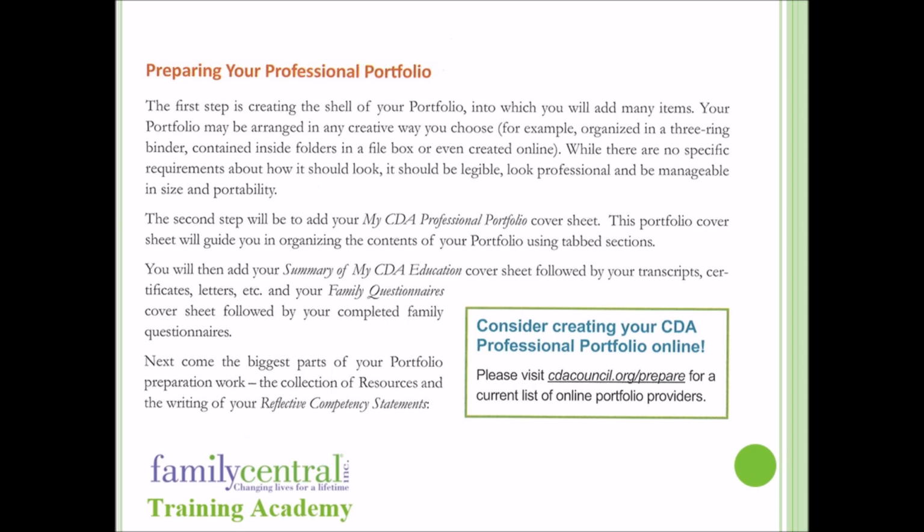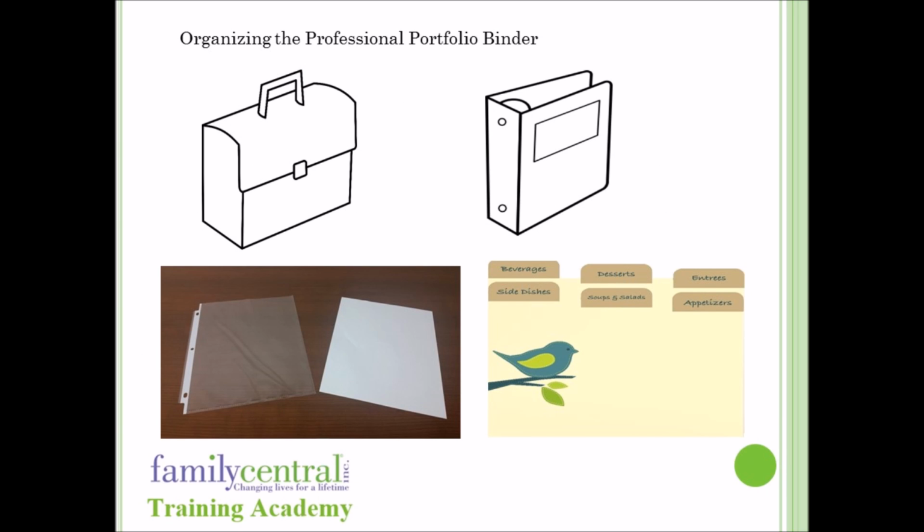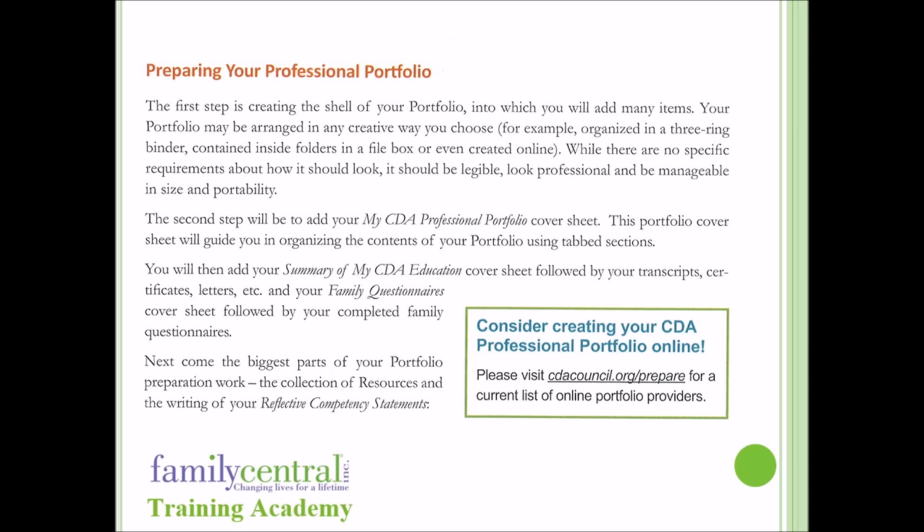Preparing your professional portfolio. The first step is creating the shell of your portfolio, into which you will add many items. Your portfolio may be arranged in any creative way you choose. For example, you can organize it in a 3-ring binder, or you can use the folders in a file box to create your portfolio. While there are no specific requirements about how it should look, it should be legible, look professional, and be manageable in size and portability.